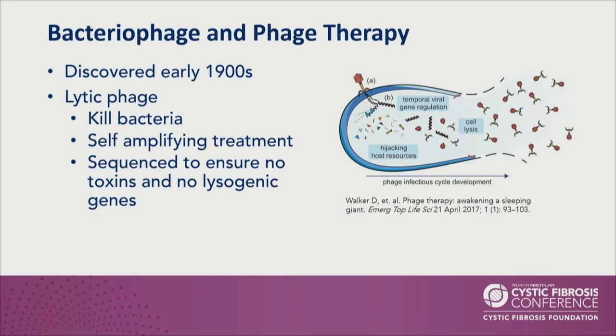Lytic phages, in their life cycle, insert their genome into the bacteria and replicate inside, creating so many virus particles that it lyses the bacteria, and that's how it kills. When it lyses the bacteria, it exudes all the viral particles into the surrounding environment, acting as a self-amplifying treatment.